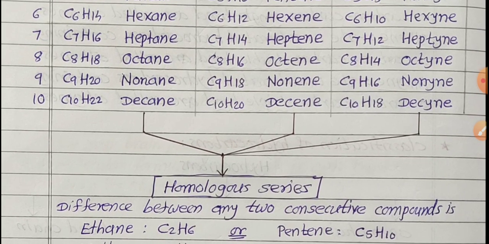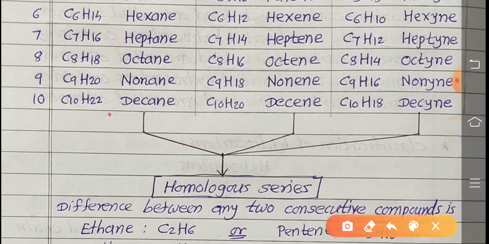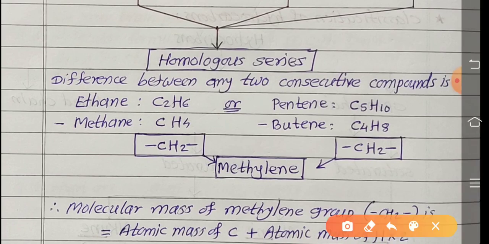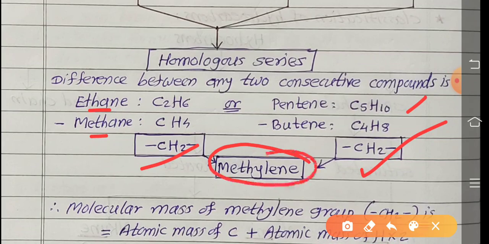Here we are showing the 3 series: alkane series, alkene series, alkyne series, called a homologous series. So the difference between any 2 consecutive compounds is, check, ethane minus methane. So we are getting the answer CH2. Even in the alkene series, pentene minus butene. So we are also getting the answer CH2. The CH2 group is called the methylene group.